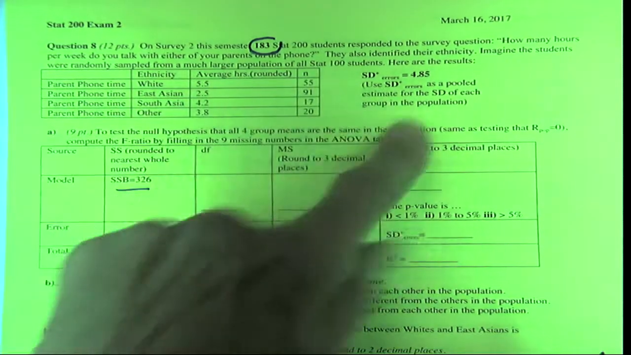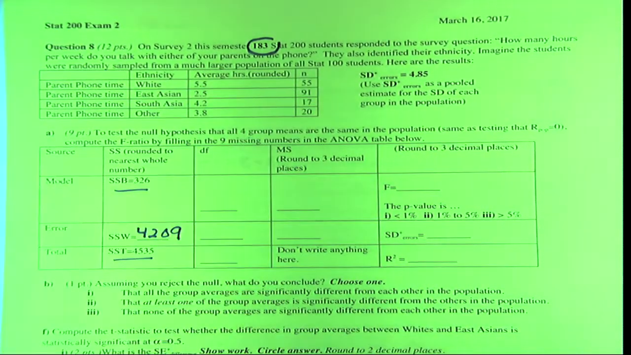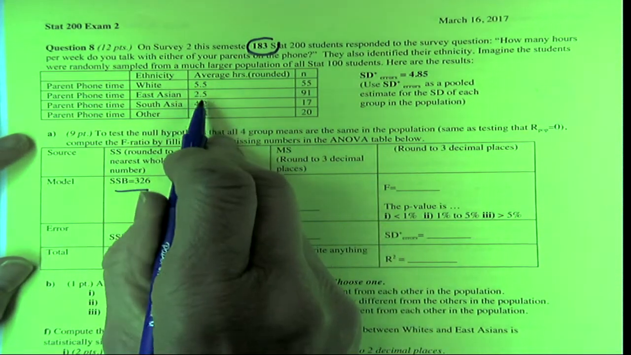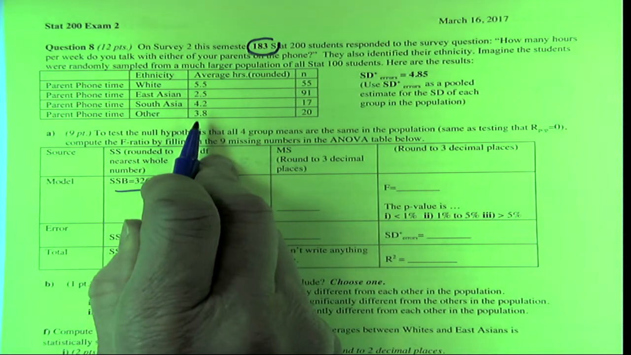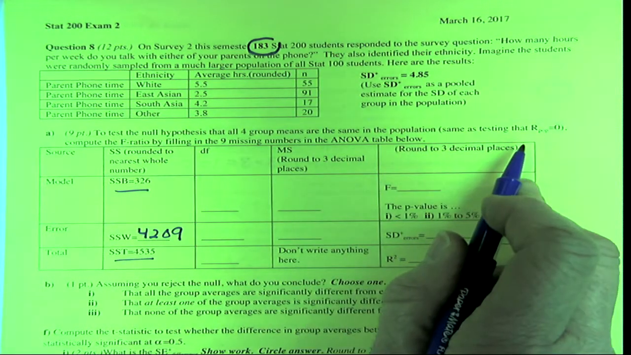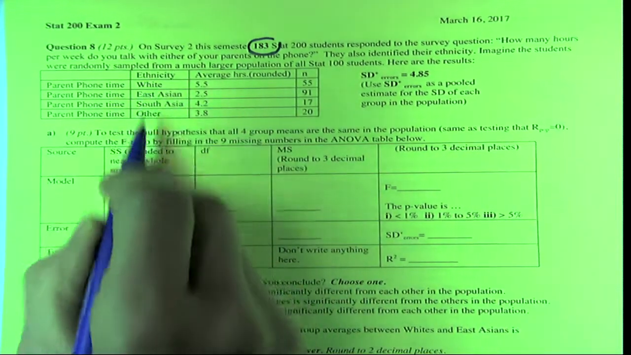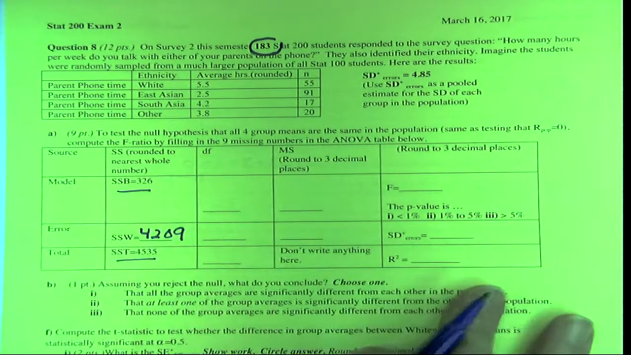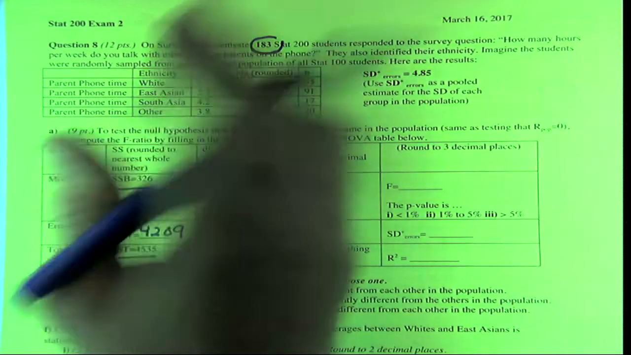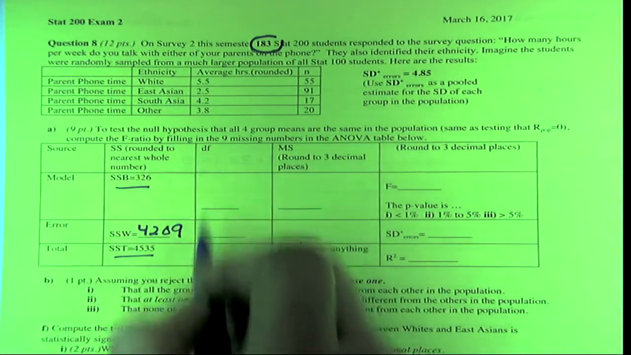4209. We're supposed to fill out this table. We have these 4 different averages, and here's our n's. Now, we're testing the null hypothesis that these 4 group means, how much time they spend on the phone talking with their parents, are the same in the population, regardless of the ethnicity. I mean, they have nothing to do with ethnicity. So we're trying to do a test to see if any of these are different, or if the null is they're all the same. So now we need our degrees of freedom here.